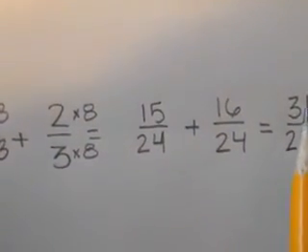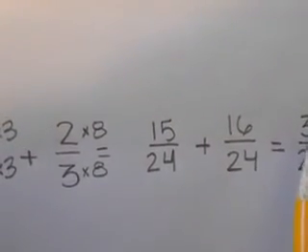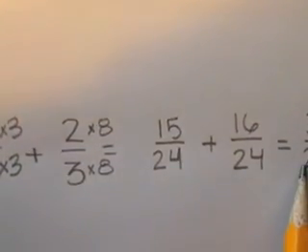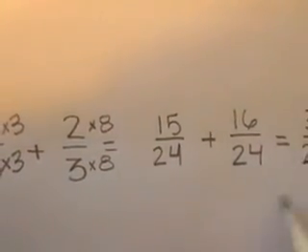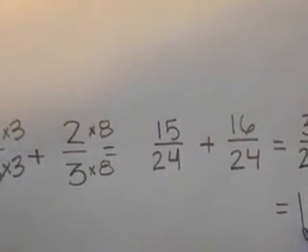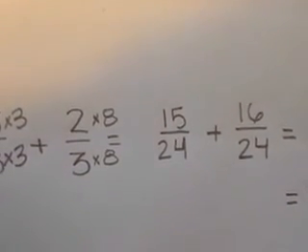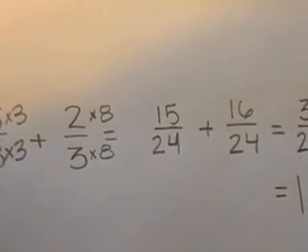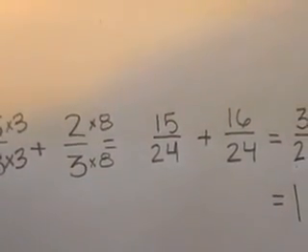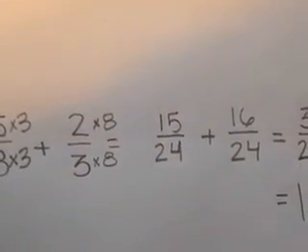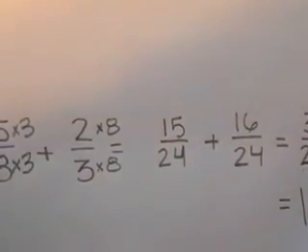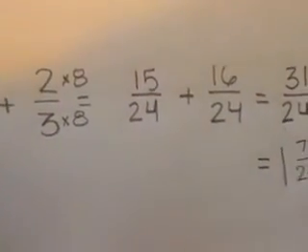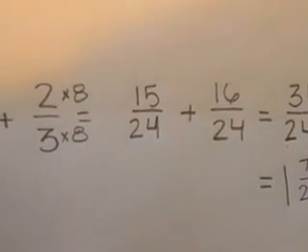Now this problem looks a little bit different because we have the number on top bigger than the number on the bottom. So we ask ourselves, how many times can 24 fit into 31? It can fit in one time. And so we've used up 24, so we count all the way up to 31. So 25, 26, 27, 28, 29, 30, 31, and we're left with 7 pieces left over. So our final answer, simplified, is 1 and 7/24.